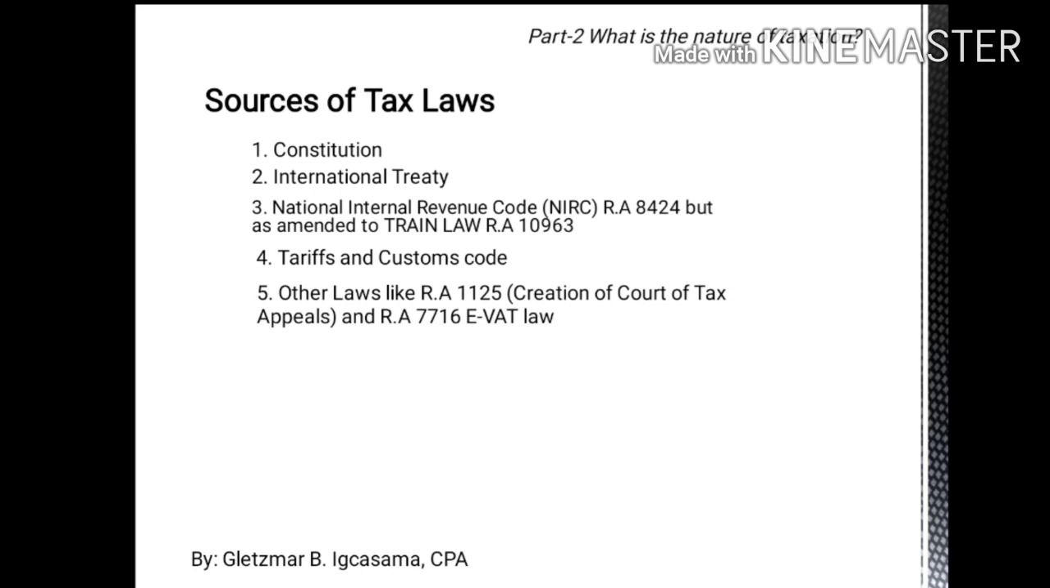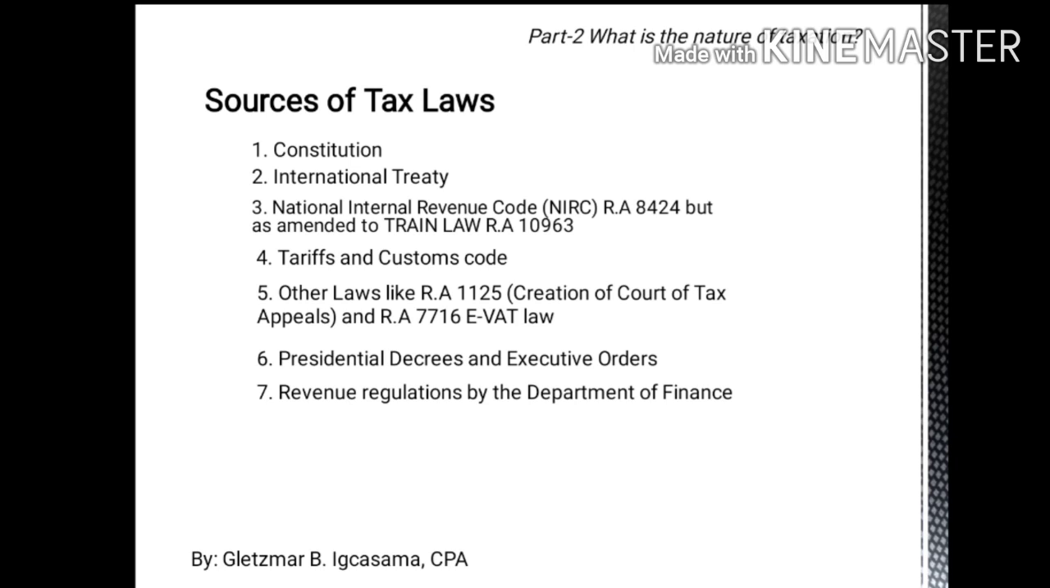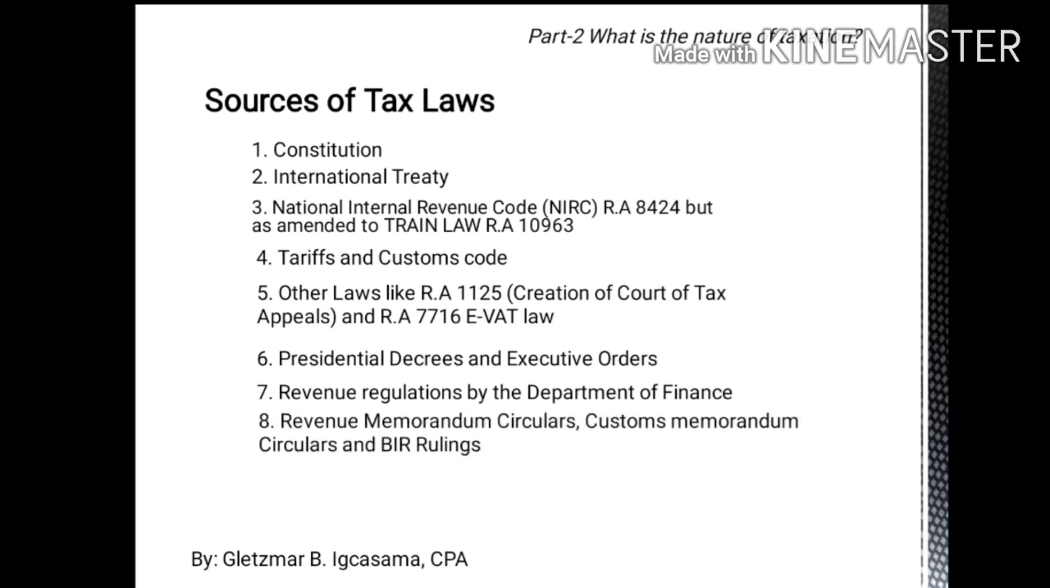And there are tax laws related to RA 1125, the creation of the Court of Tax Appeals. So, a little knowledge on this: the Court of Tax Appeals is where, if there is a dispute about tax, for example BIR versus you, you fight it out. And we have another, Republic Act 7716, the EVAT law. It can also be presidential decrees and executive orders, which are issued by the executive department, and also number 7, revenue regulations by the Department of Finance. The Department of Finance oversees the Bureau of Internal Revenue. So they issue revenue regulations, revenue memorandum circulars, customs memorandum circulars, and BIR rulings.